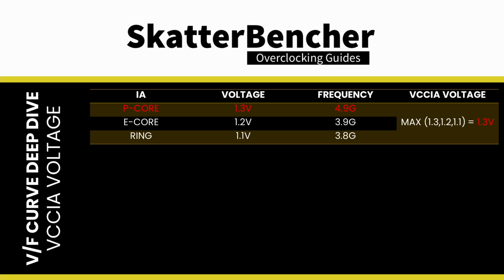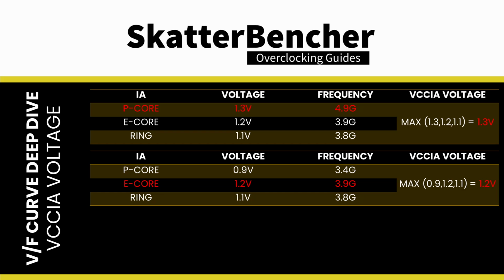Or if the P-core requests 0.9 volt for 3.4 GHz, the E-core requests 1.2 volt for 3.9 GHz, and the ring requests 1.1 volt for 3.8 GHz, then the VCC-IA voltage will be the maximum of 0.9, 1.2, and 1.1, so 1.2 volt.